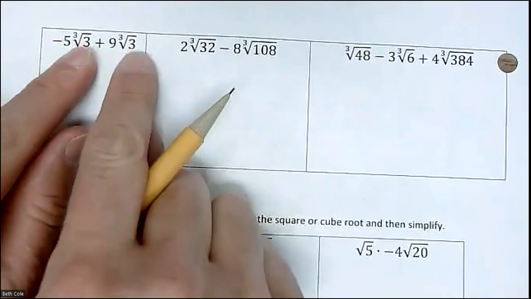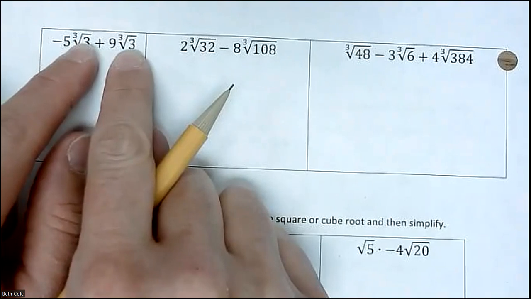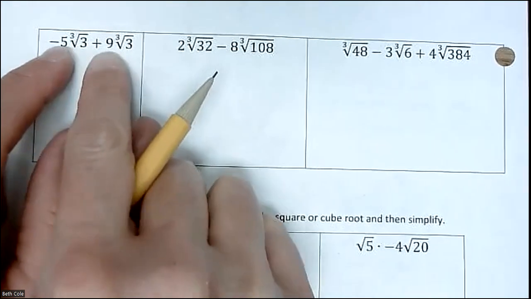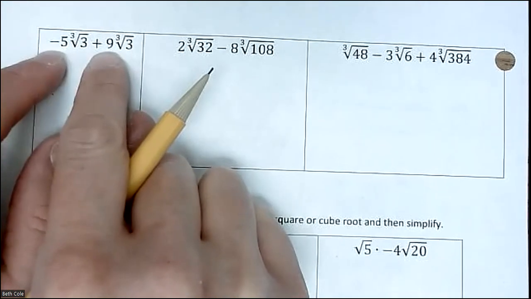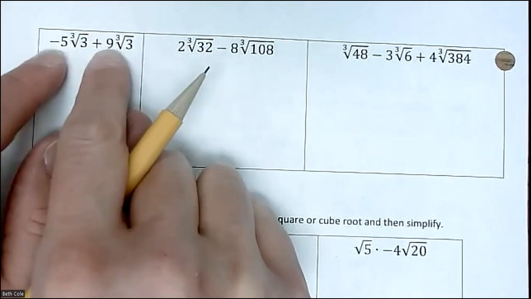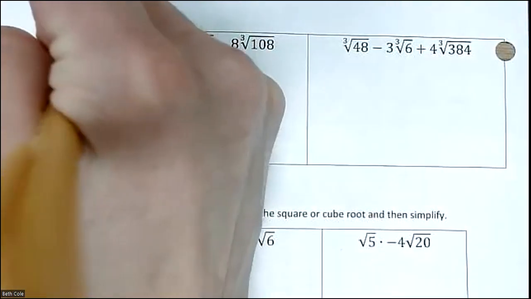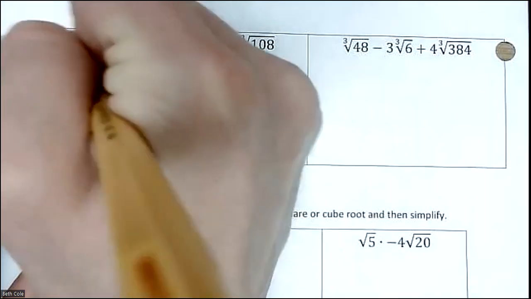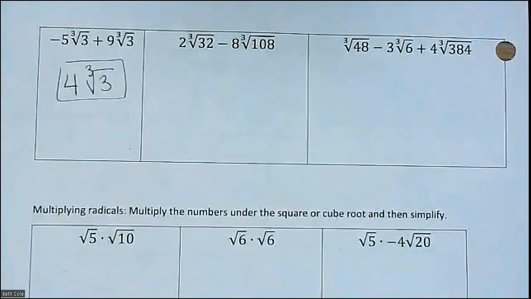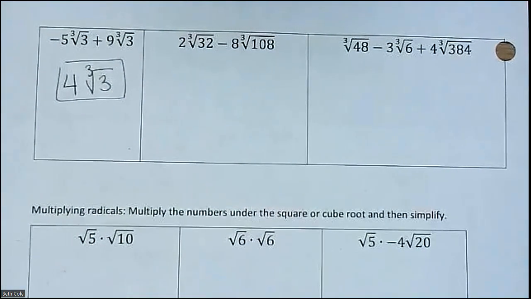Look at these. Do you see how they're the same? You don't have to do any work to simplify them. Just add or subtract them together. Negative 5 plus 9 is 4. And then it'll be cube root of 3. Again, it's like negative 5x plus 9x. You just add them together.